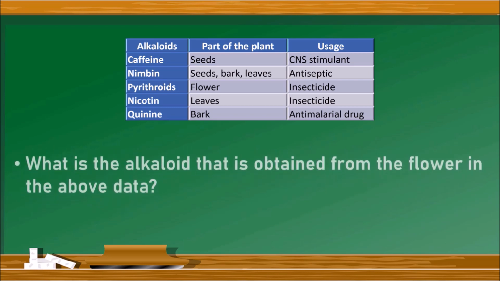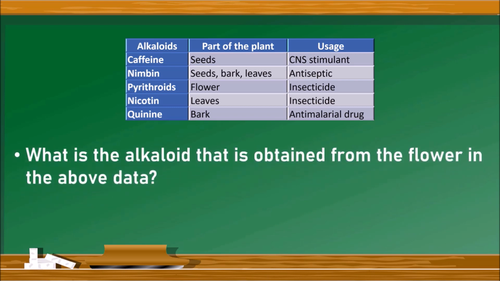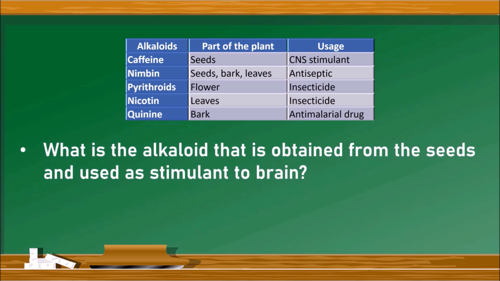Next question, what is the alkaloid that is obtained from the flower in the above data? That is pyrethroids. Next one, what is the alkaloid that is obtained from the seeds and used as a stimulant to the brain? That is caffeine.